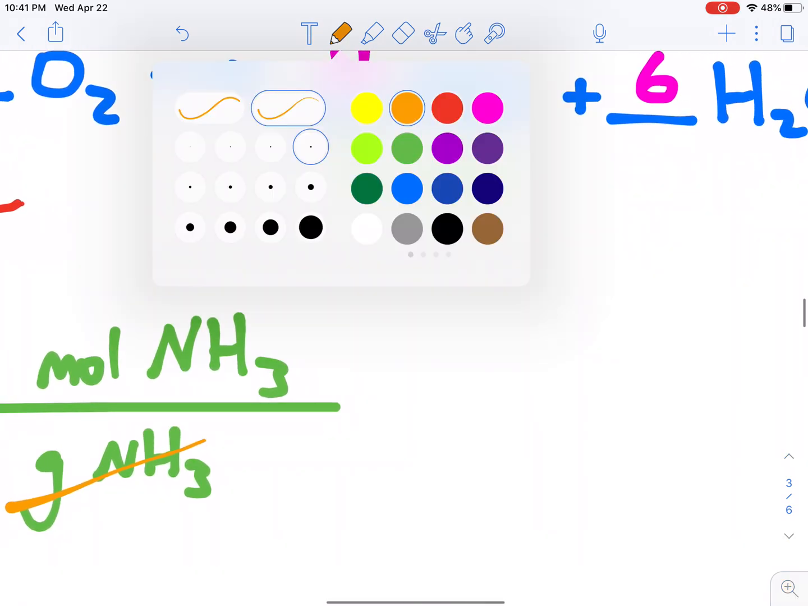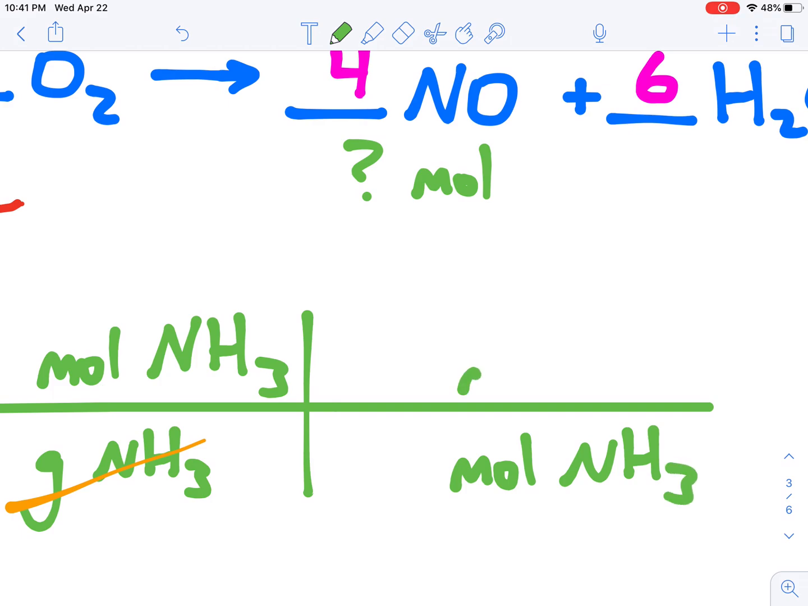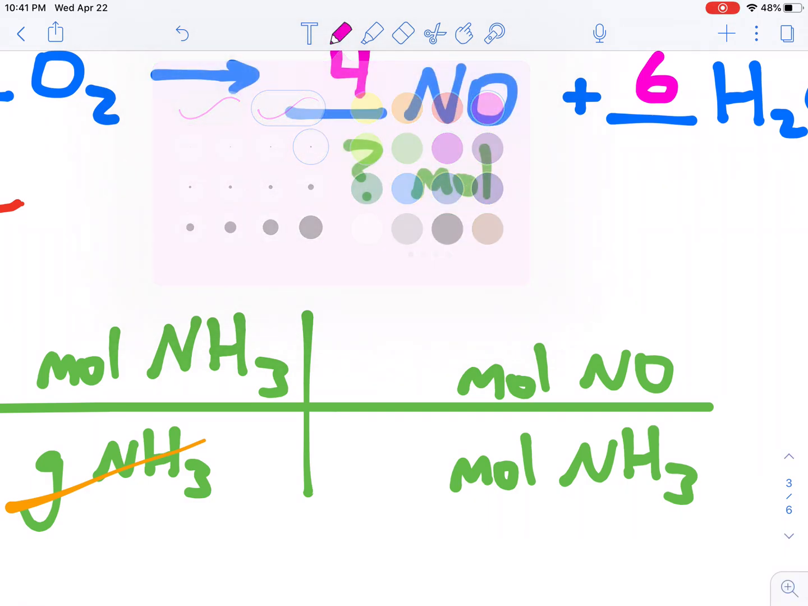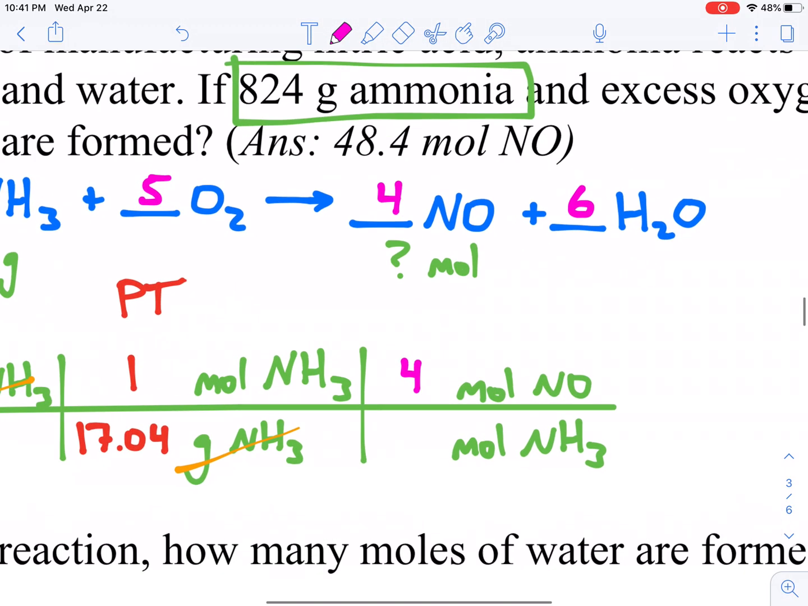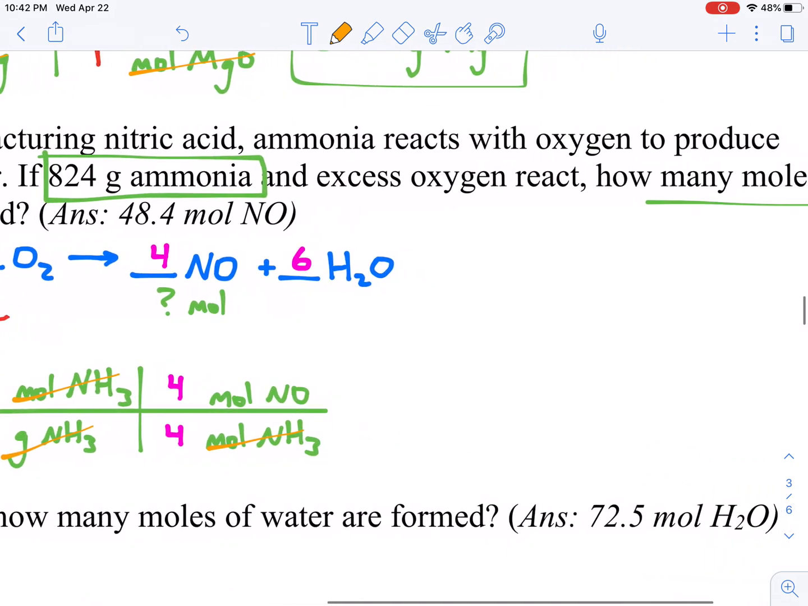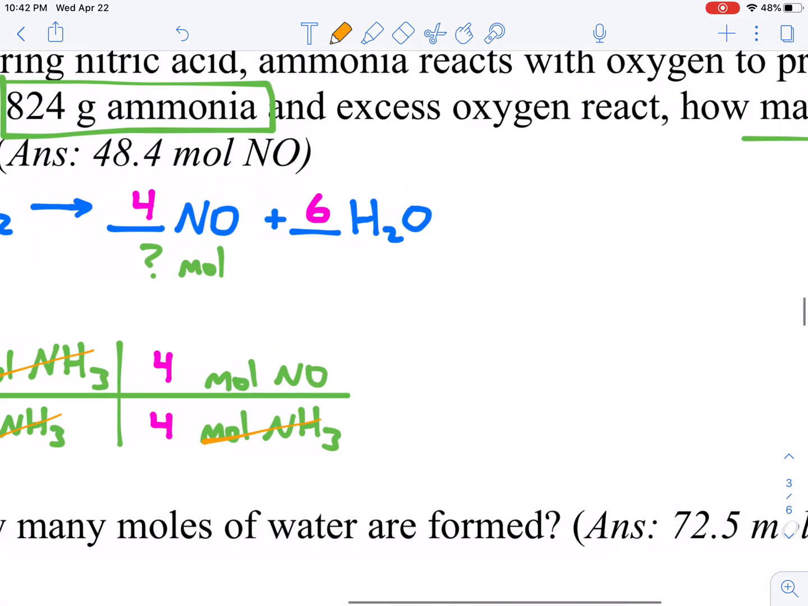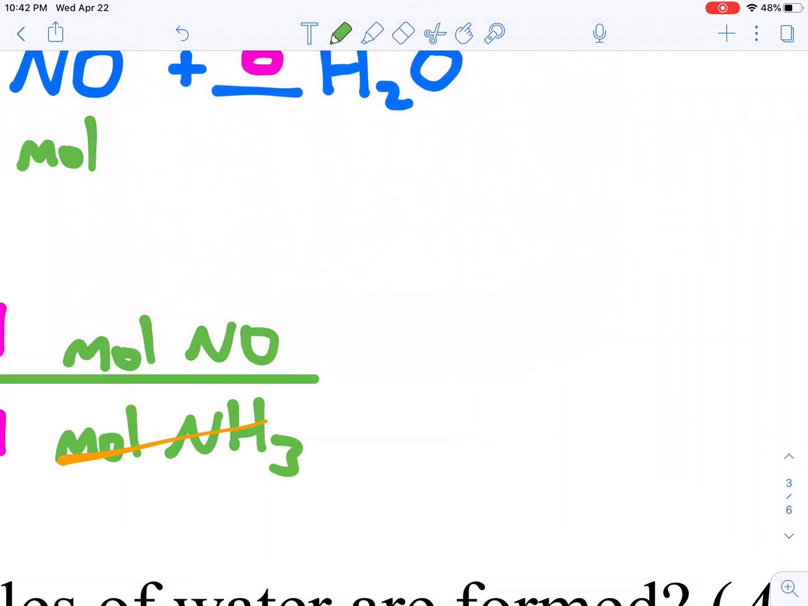We have moles of ammonia, and we know that we can relate moles of ammonia to moles of nitrogen monoxide, or NO, simply by using the coefficients from the balanced chemical equation. So there's a 4 in front of NO. You'll notice that there's a 4 in front of ammonia. So again, even though mathematically that doesn't do anything, we still want you to have it so that we can follow your work. And when you do that math, so 824 over 17.04, you will get with 3 sig figs 48.4. And what is that? Well, that's moles of nitrogen monoxide.